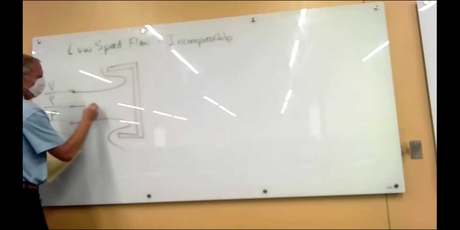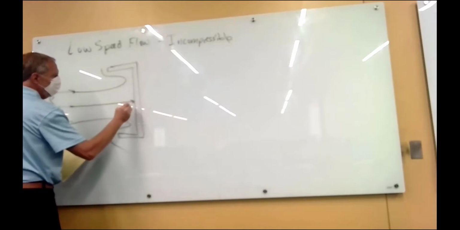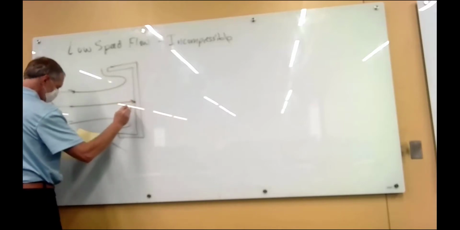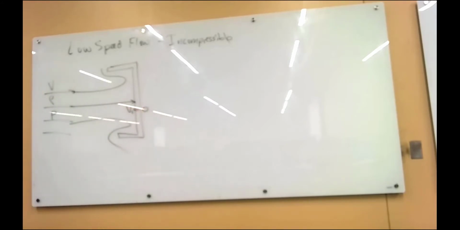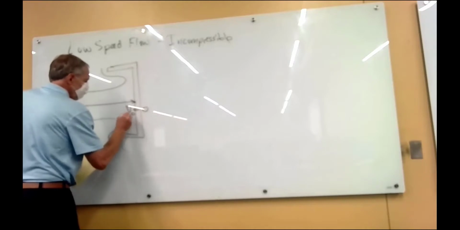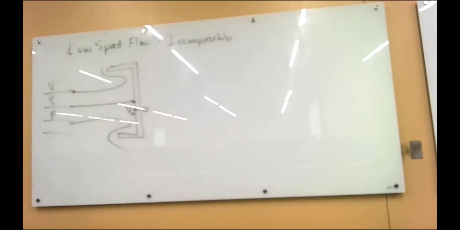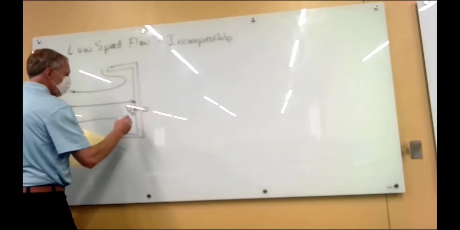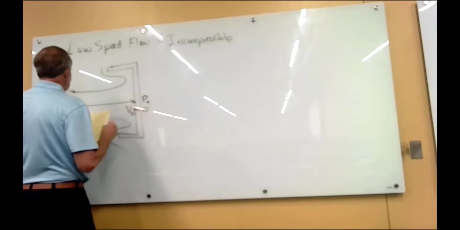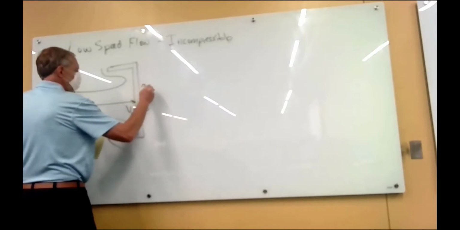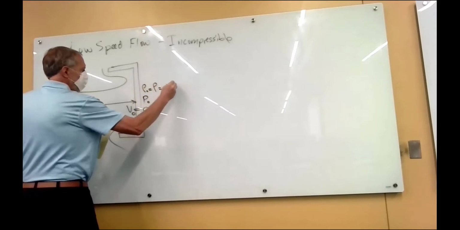and come out. But if we follow one streamline, it's going to go to a point where the velocity is 0. It's going to come to a dead stop. Oh, we're going to call this, sorry, V0 because it's a point where the velocity is 0. And we're going to have a pressure here, P0. And we're assuming incompressible, so rho doesn't change.